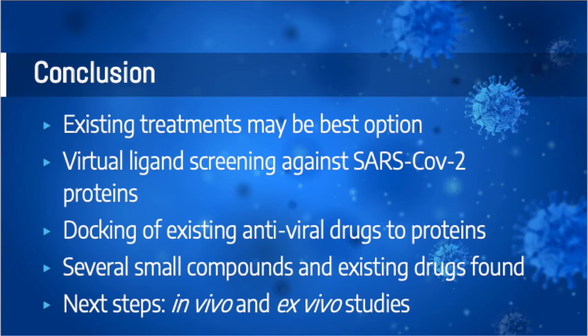In this study, 20 homology structures of SARS-CoV-2 proteins and one human protein, ACE2, were set up for high-throughput ligand screening to find compounds that bind to the proteins with high affinity. Existing antiviral drugs were docked to these targets as well. Whether or not the small compounds found in the antiviral drugs actually work on these targets will need to be confirmed with in vivo and in vitro studies.